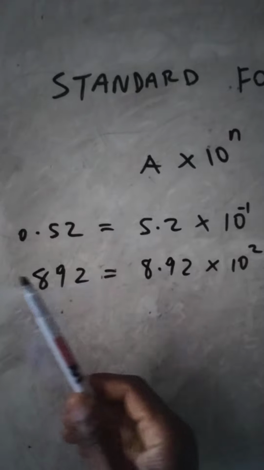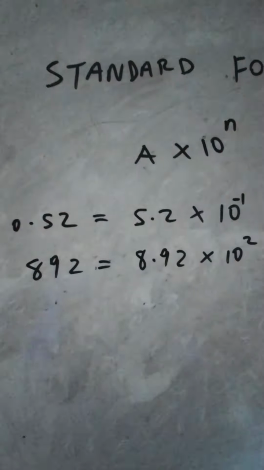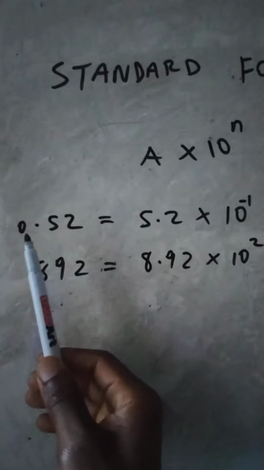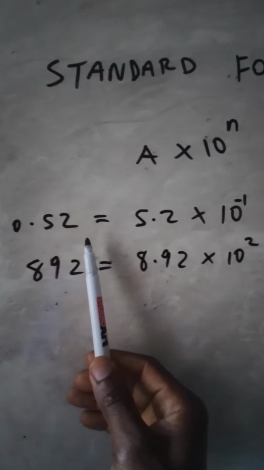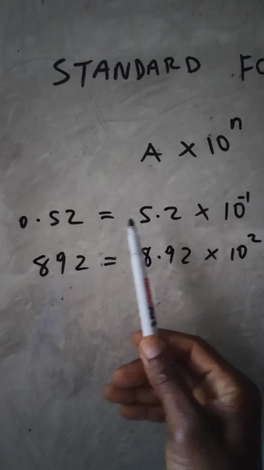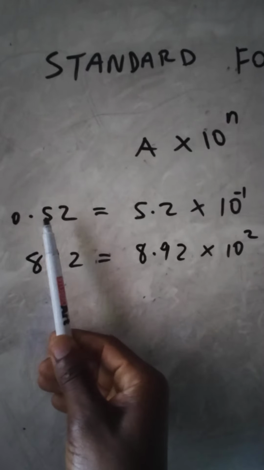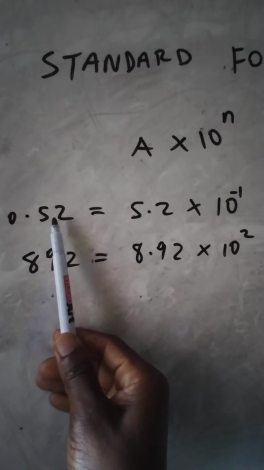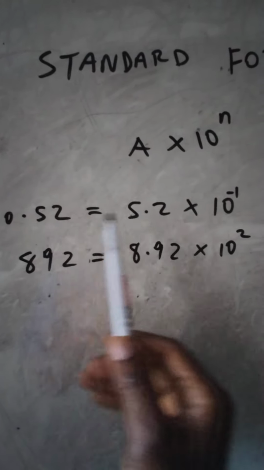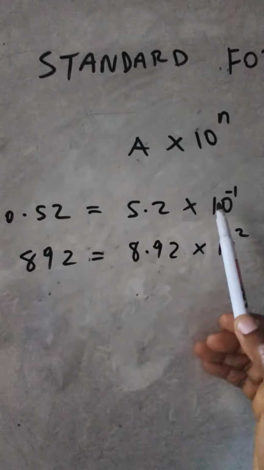Alright, so here I have done two for you just to give you a little explanation before we go into the practical. We have 0.52 to write in standard form. What you have to do is put the point after the first whole number, which we have already done: 5.2 multiplied by 10.